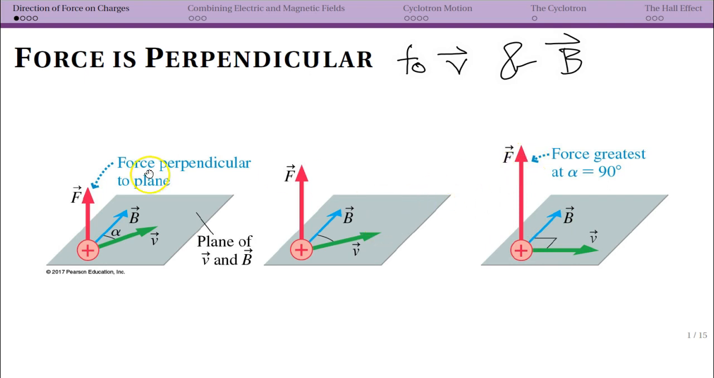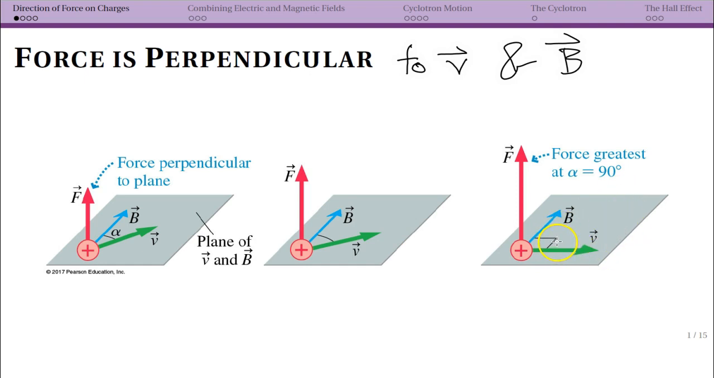Now, again, in all of these cases, they actually point in the same direction, right? So this is one thing to notice, that your force vector can point in the same direction, and in this case, it's because we're just changing the angle of velocity with respect to B. So please keep in mind that this angle matters.